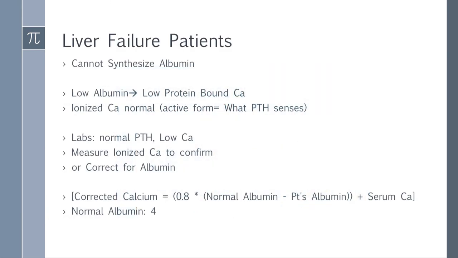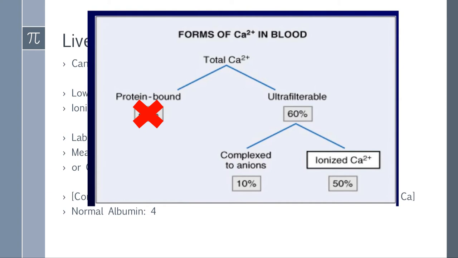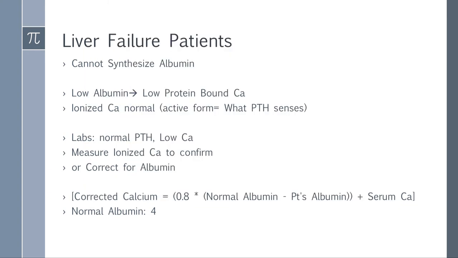Liver failure patients, right? Liver failure patients cannot synthesize albumin. If you have low albumin, that means you have low protein-bound calcium. Remember the storage that we saw on the chart? So right here, that is gone. But your ionized calcium level is normal, right? That's the active form. That's what the PTH responds to. So essentially, you don't have those symptoms.